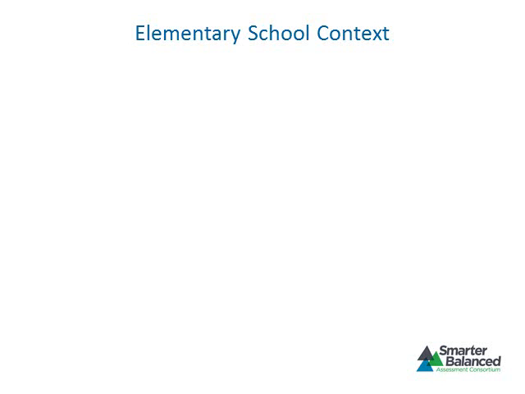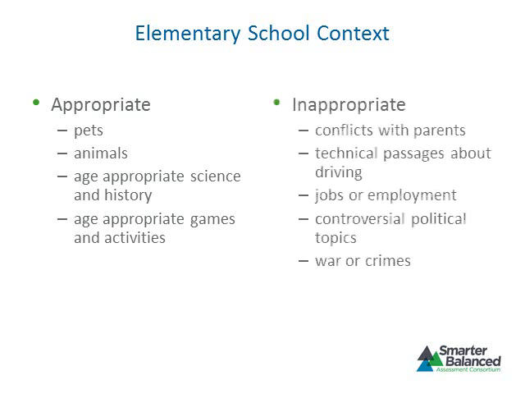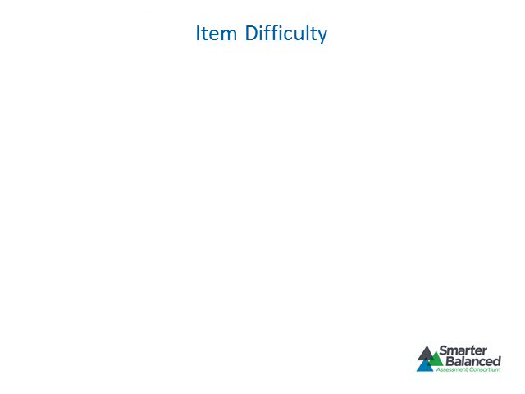The context of elementary school passages, items, and tasks must be appropriate for the age and experience of elementary school students. Appropriate contexts cover a range of common interests and address topics and situations that are familiar to most elementary school students. Inappropriate contexts include those that would be considered too immature or simple, too complex, or outside common elementary school experience. A range of difficulty is necessary to discriminate between low and high-performing students.